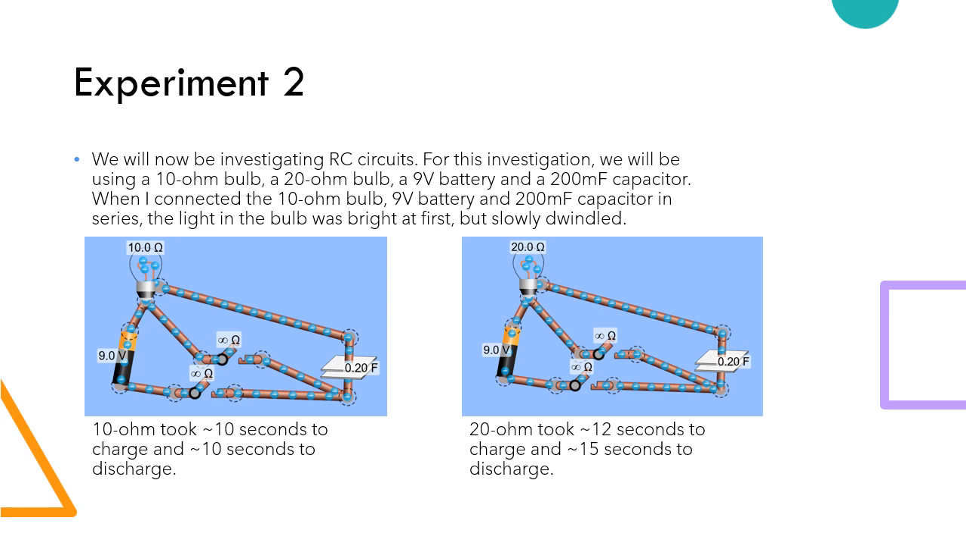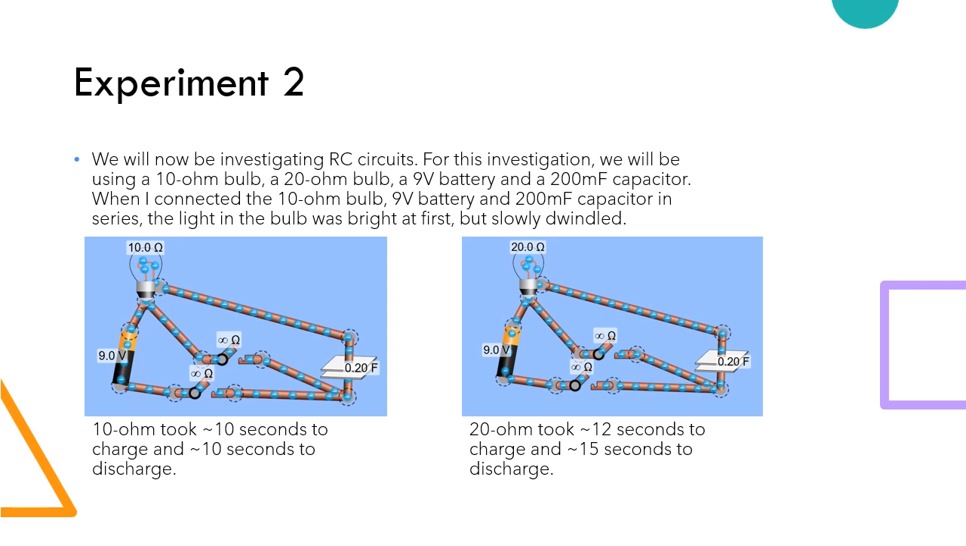For this investigation, we will be making use of a 10 ohm bulb and a 20 ohm bulb, a 9 volt battery, and a 200 millifarad capacitor. When I connected the 10 ohm bulb, 9 volt battery, and 200 millifarad capacitor in series, the light in the bulb was bright at first but slowly dwindled.